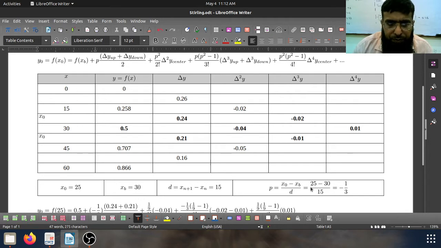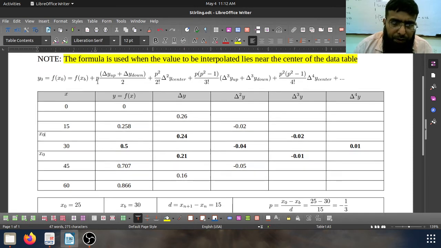So p is x naught, minus xb, the base value, divided by d, where d is any xn plus 1 minus xn, the difference in the x values, which is constant 15. So p is computed as x naught, the value of x for which we have to interpolate y, minus the base value, most of the times the central value, divided by d.